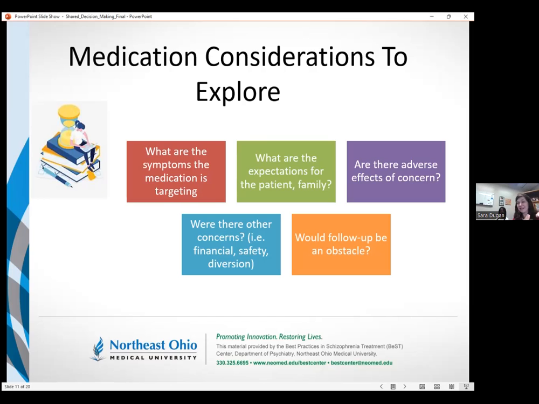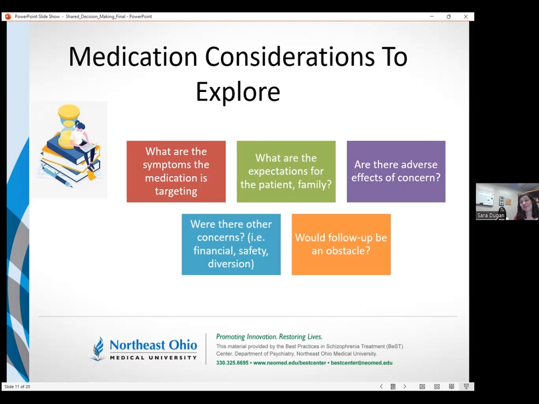So maybe the defiance isn't what we need to target, but maybe it's the irritability or the aggression that happens as a result of encountering some of those boundaries. So that can help clarify the symptoms that we're going after. That also helps in terms of follow-up, so we can determine whether or not things are effective. We need to know what the expectations are. Do they expect this to help with the anxiety immediately? Because that's probably not going to happen with a number of our antidepressant medications that we use for anxiety.